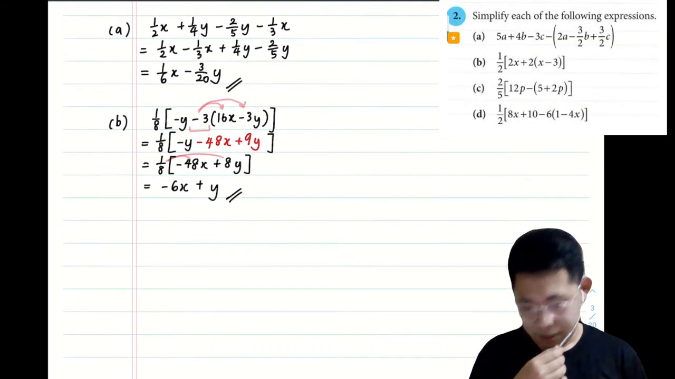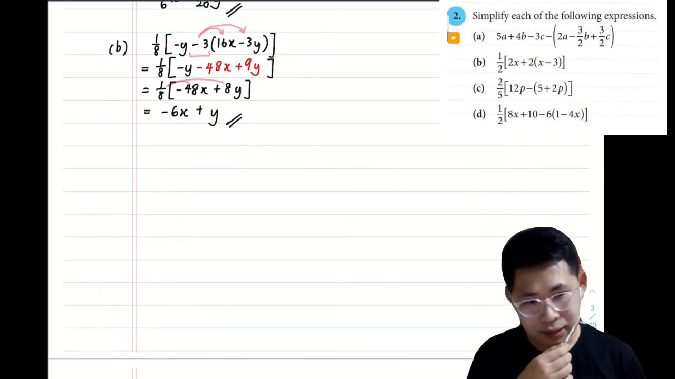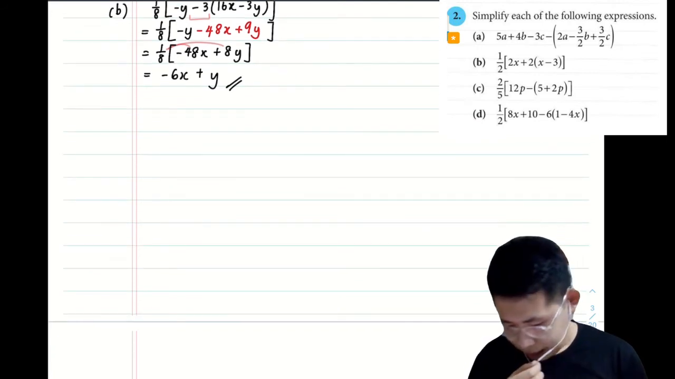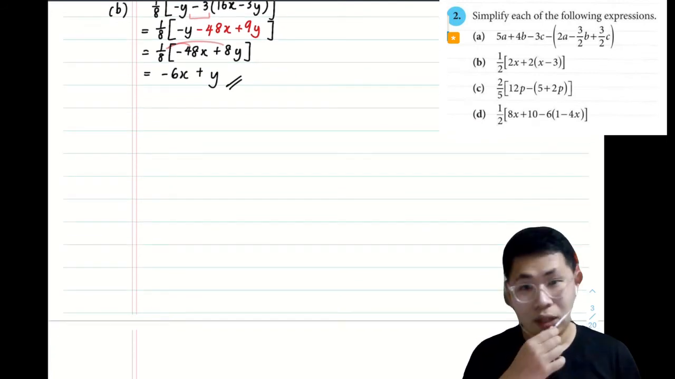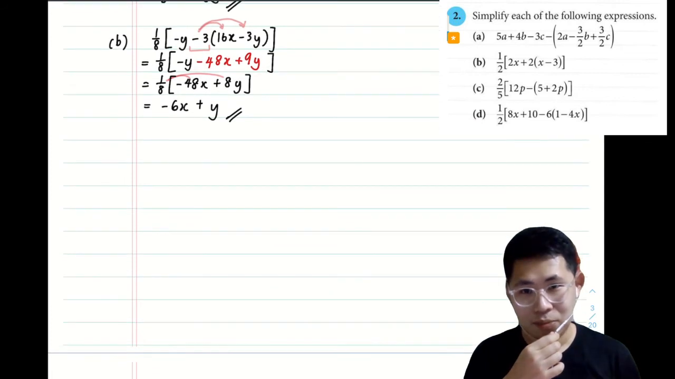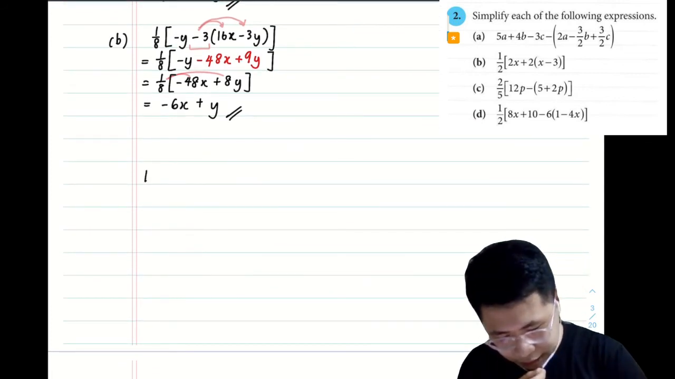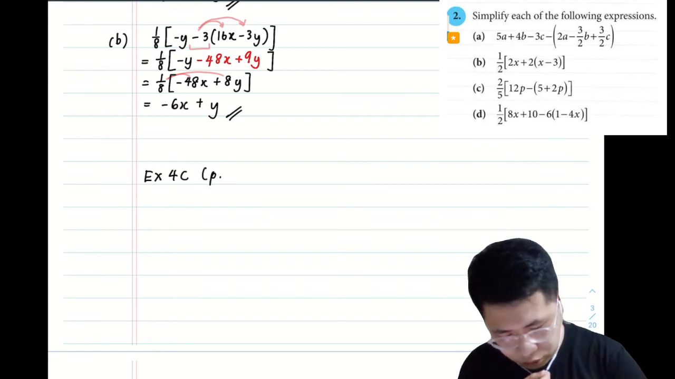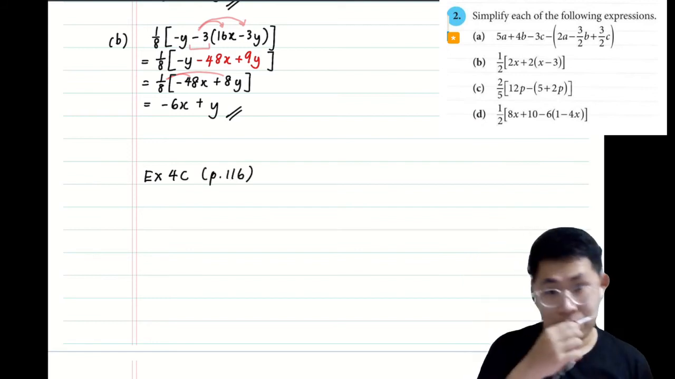Okay, alright. We have here exercise 4C page 116. Alright, so let me just put this here. Alright, exercise 4C page 116.